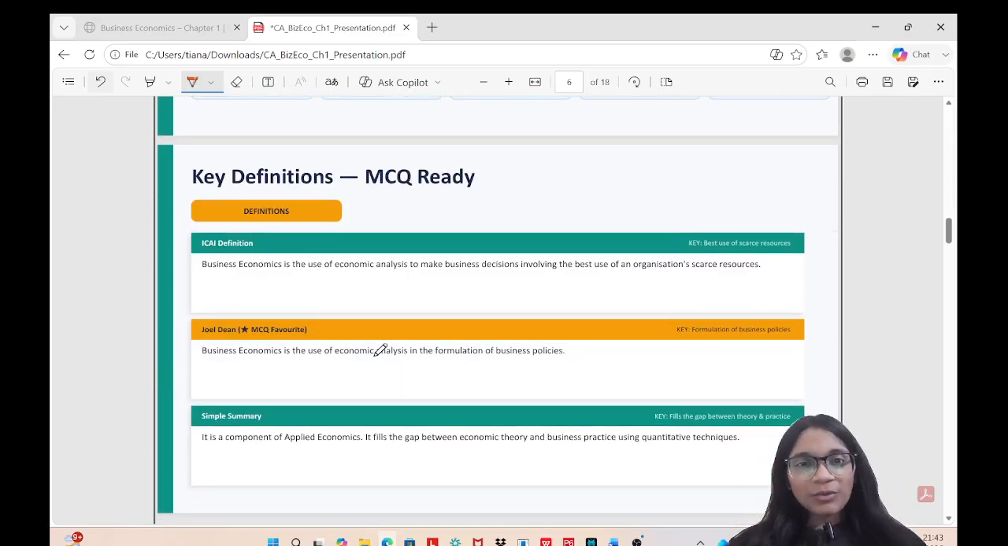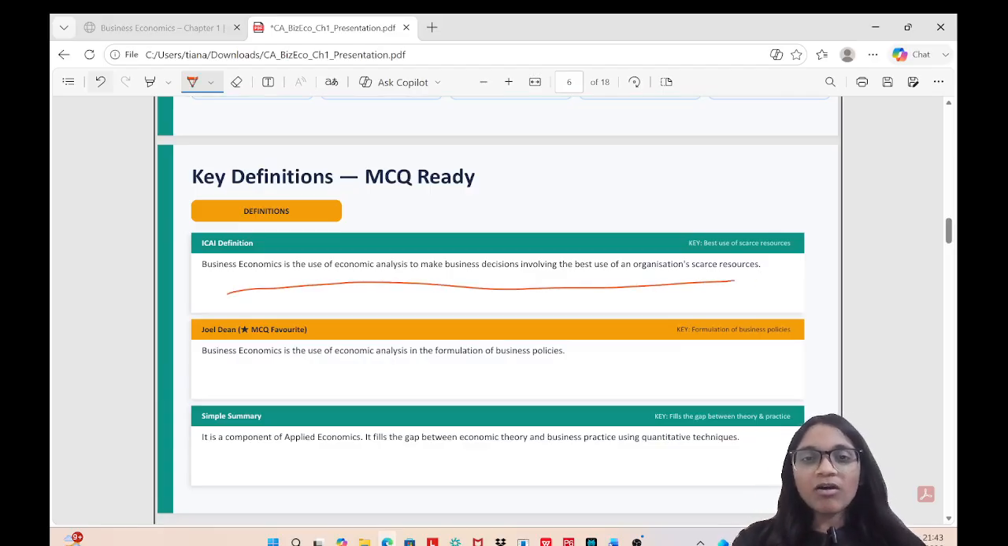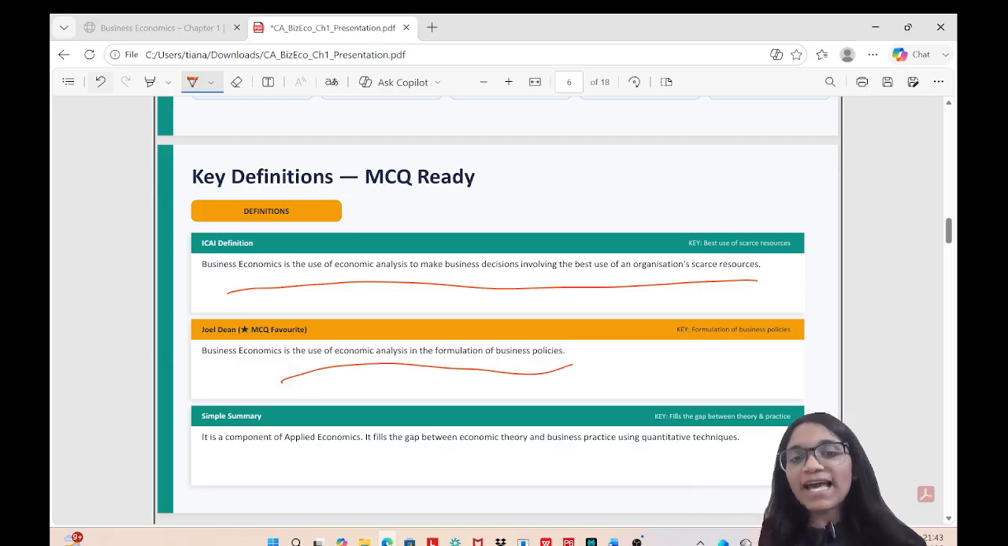There's an MCQ question ready. Business economics is the use of economic analysis to make business decisions involving the best use of an organization's scarce resources. Joel Dean says, an MCQ favorite question, business economics is the use of economic analysis in the formulation of business policies. And the last definition is that it's a component of applied economics.